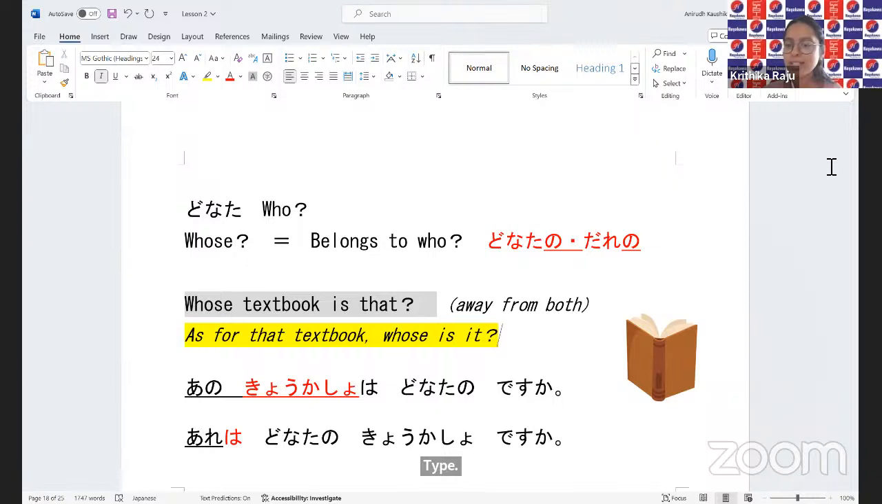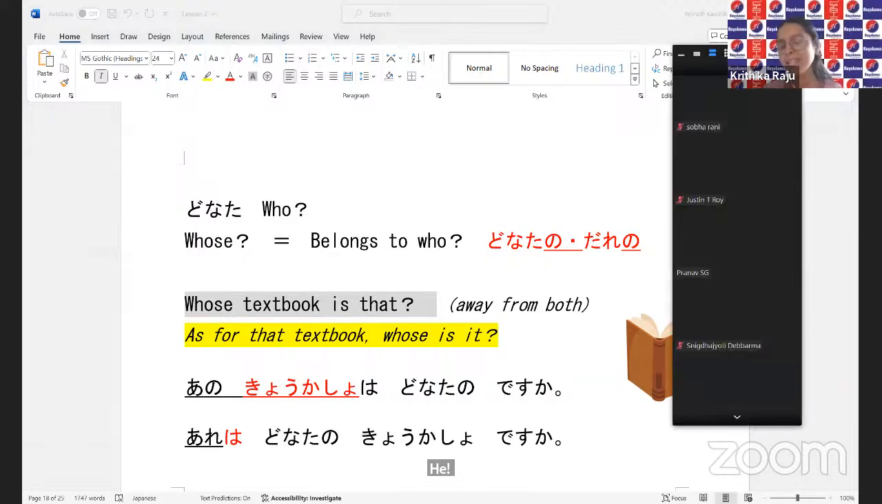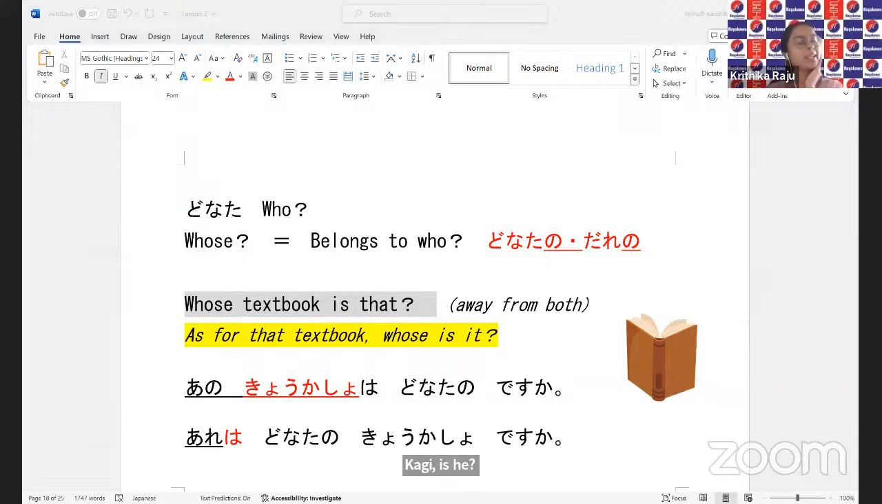What is the object? Key. Very good. Kagi is key. It appears in your exercises in the first lesson. Ano kagi wa dare no desu ka? As for that key, whose is it? Dare no desu ka? Whose is it? Anybody else? Any other object?